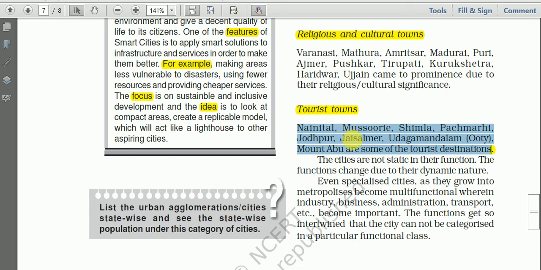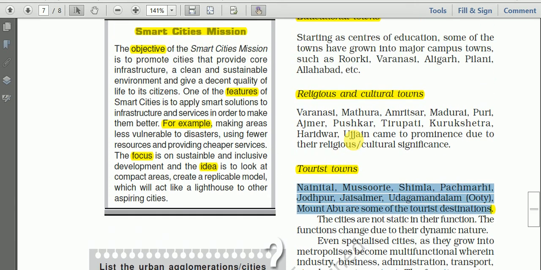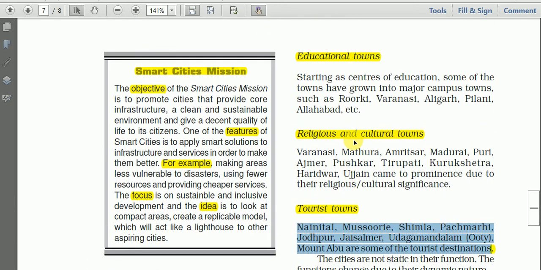So these are the important types of towns in India on the basis of functions. We have already learned about the concepts and ideas of these classifications of towns earlier, and that is why the explanation is not done.